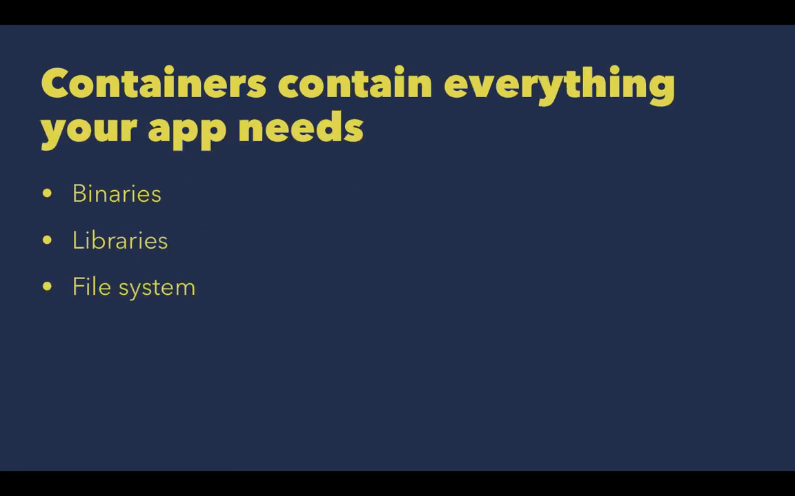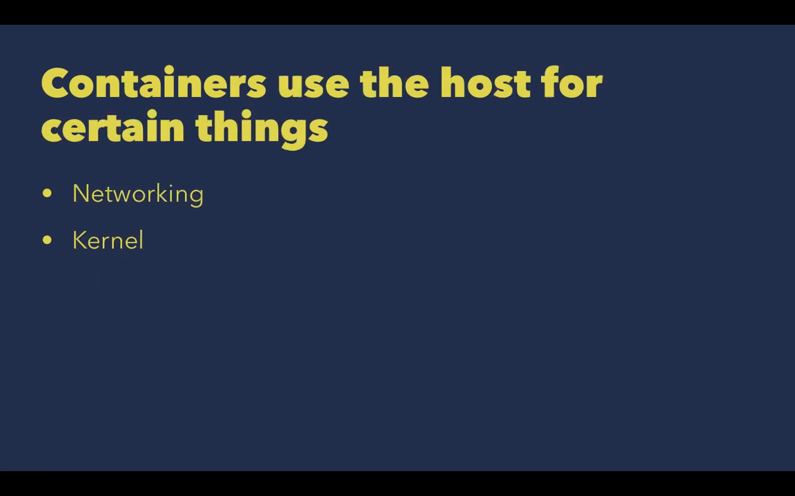So containers contain everything your application needs. It contains all the binaries that you need and all the dependencies of them, all the libraries that you need and all the dependencies of them, and a file system so you can actually use it as well. Then containers use the host for certain things, like networking, for instance. And of course, it needs a kernel to actually run applications, so it uses the host kernel for that as well.